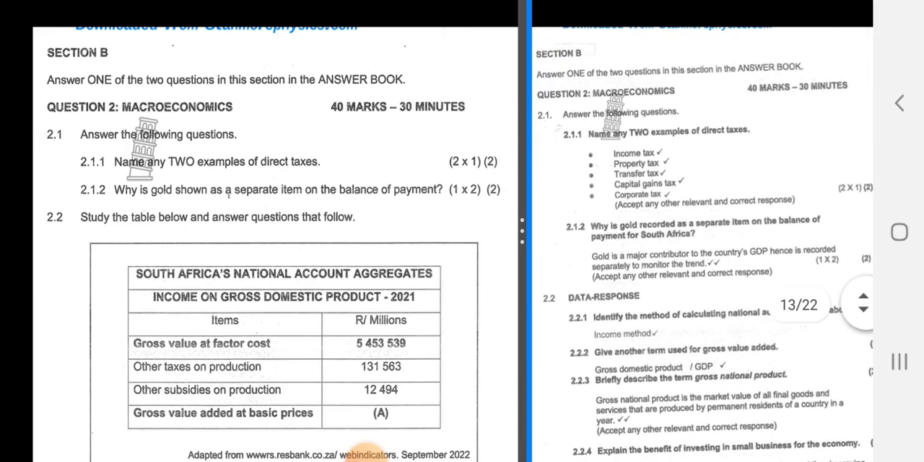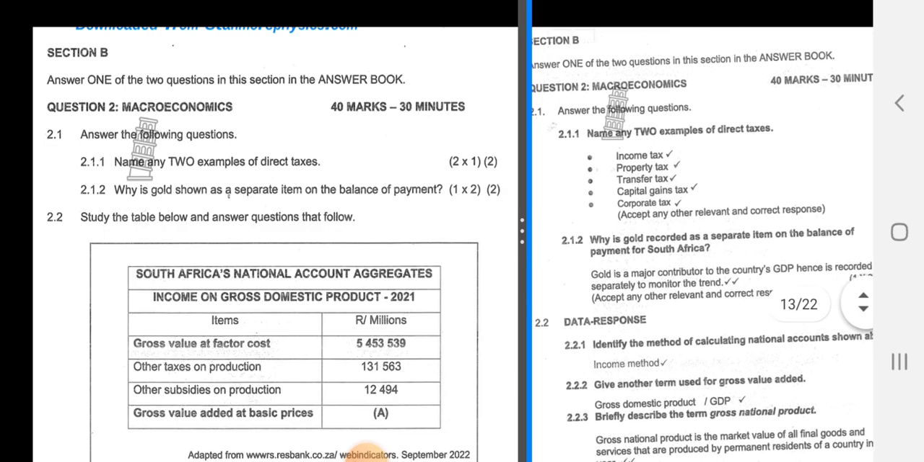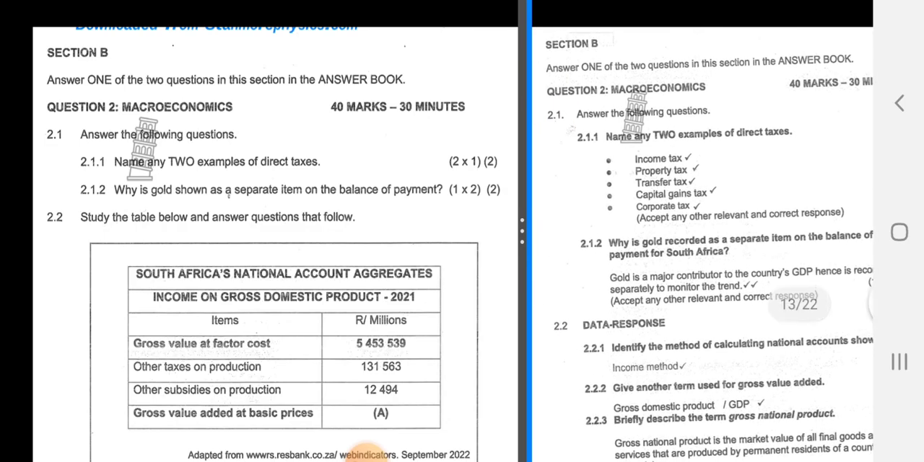Yeah, let's do that. It's fine if you don't show the marks for the memo. It's section B. Answer one of the two questions in the section in the answer book. So you're given two questions, which is question 2 and 3, but you have to choose one for 40 marks. So here we are dealing with macroeconomics. 2.1, answer the following questions. 2.1.1 says, name any two examples of direct taxes. Direct taxes. A tax that is directly paid by whomever has been taxed.